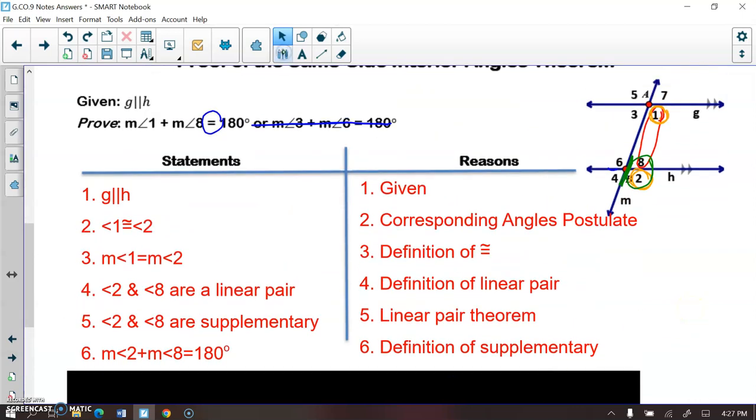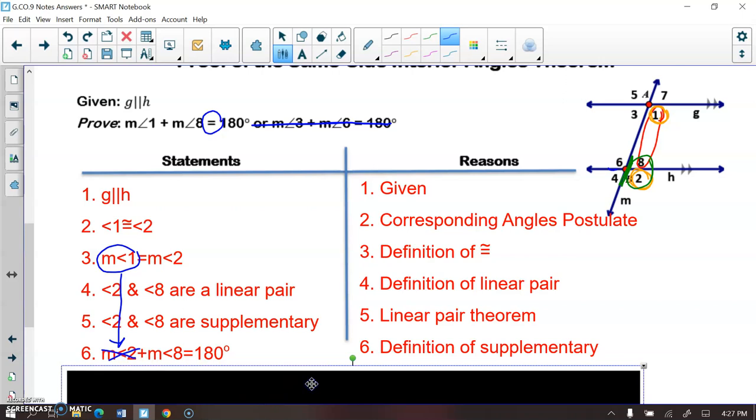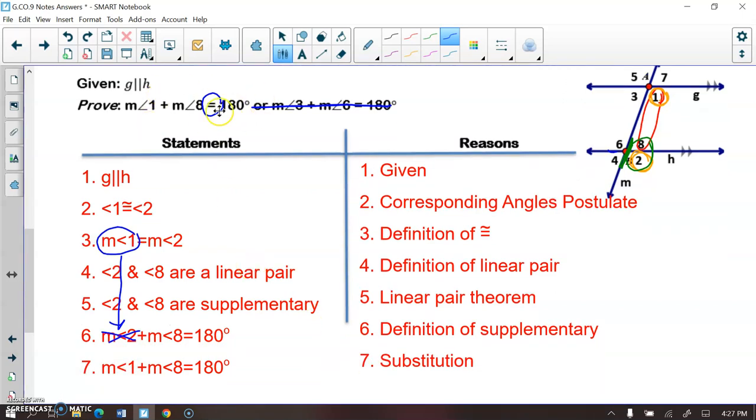So then going back to step 3, I now have the measure of angle 1 equals the measure of angle 2. So what I can do is take the measure of angle 1 and substitute it in for the measure of angle 2 here. Substitution is the only thing that works, no transitive property. But that proves exactly what I was trying to prove. The measure of angle 1 plus the measure of angle 8 equals 180.